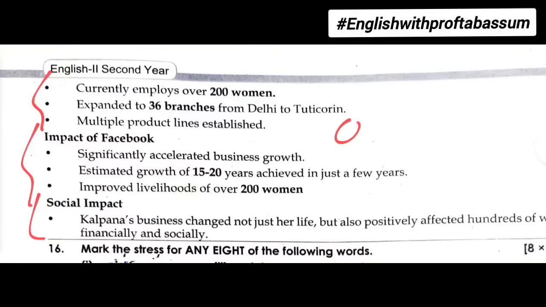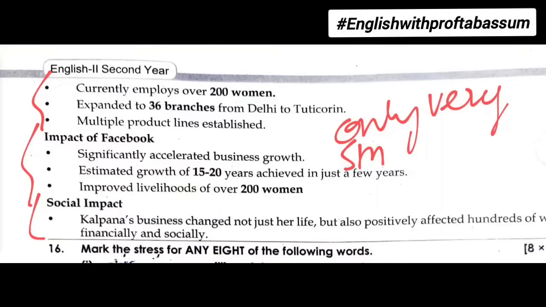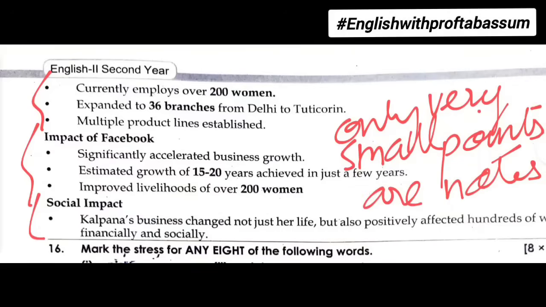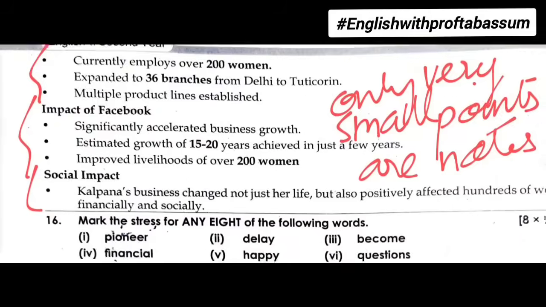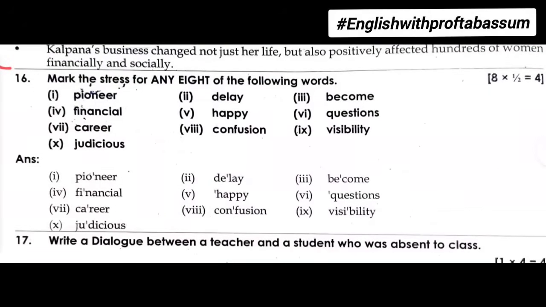But just remember students, all your points must be very short and precise. If you make long points of 5 to 6 sentences, then they are not notes. Remember that. So any passage is given to you, you can make 1 to 8 points and a suitable title.